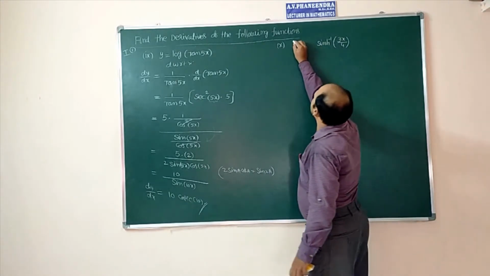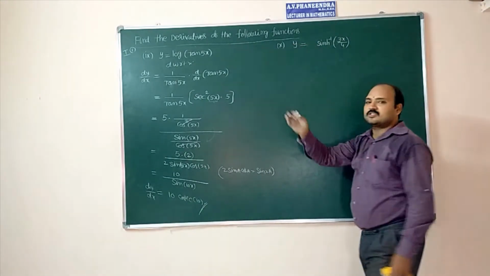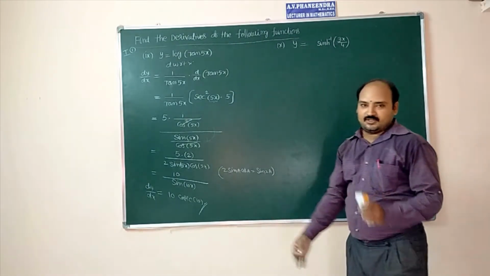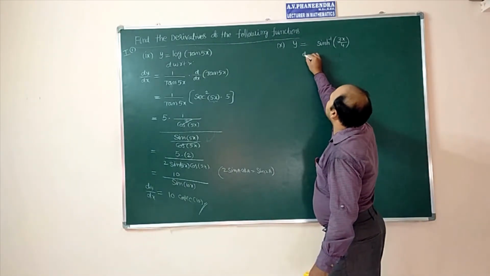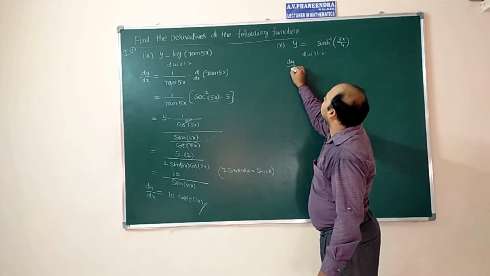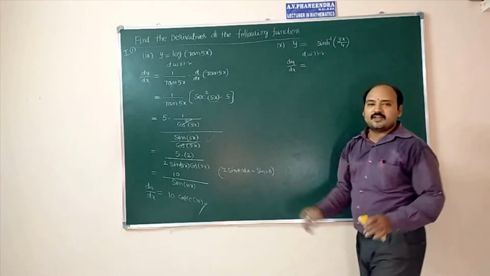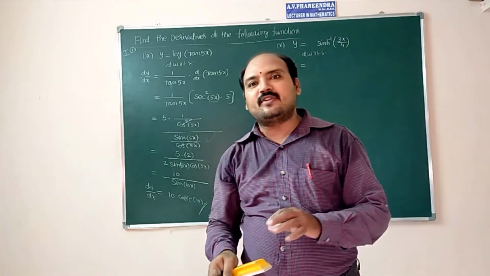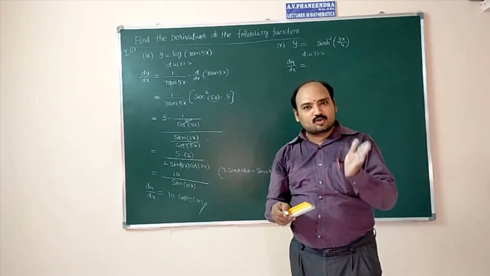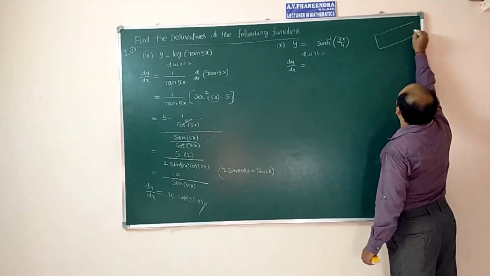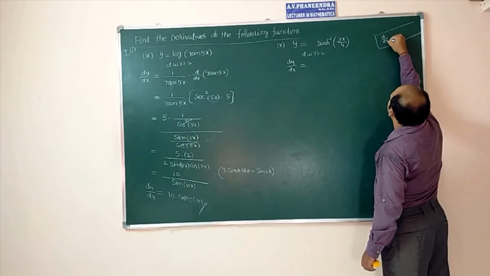Given y is equal to, for the next question onwards, instead of y, I will take f of x, for a change. Differentiate with respect to x. The derivative of y is dy by dx. What is the derivative of sinh inverse x? D by dx of sinh inverse x equals 1 by square root of 1 plus x squared. You have to know that. I already gave it in the formulas in the previous sessions.